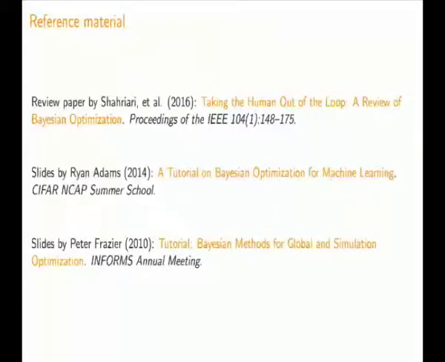So there were a couple of reference materials. I will share the slides with Mark. I would recommend this very recent review paper; it's a good introduction to the topic and all the different aspects. It also talks about other surrogate models based, for example, on neural networks. And there are a couple of tutorials you can find online as well.